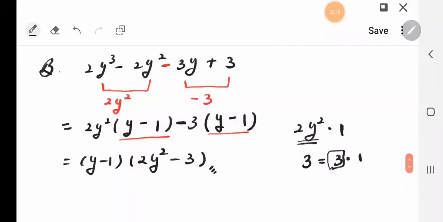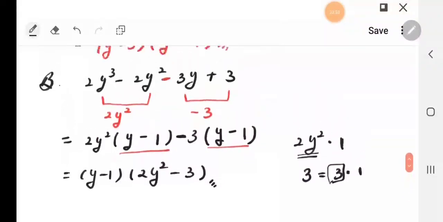Okay, let's try, this is the last one. All right.